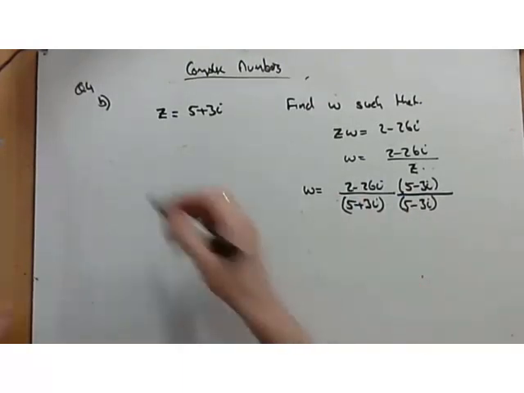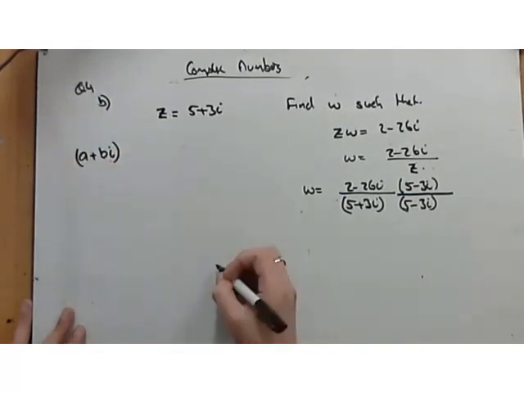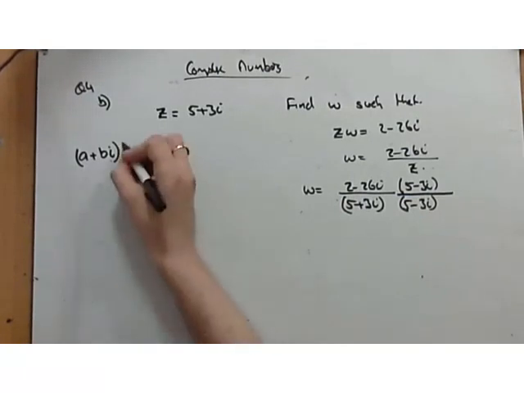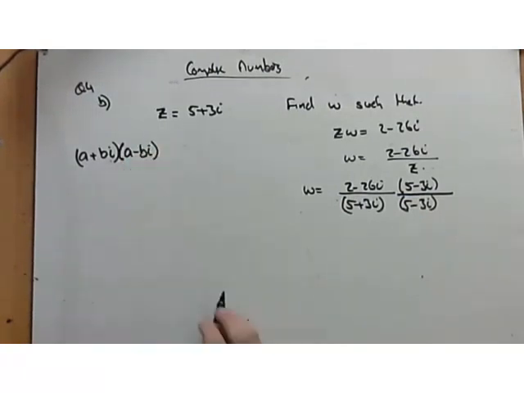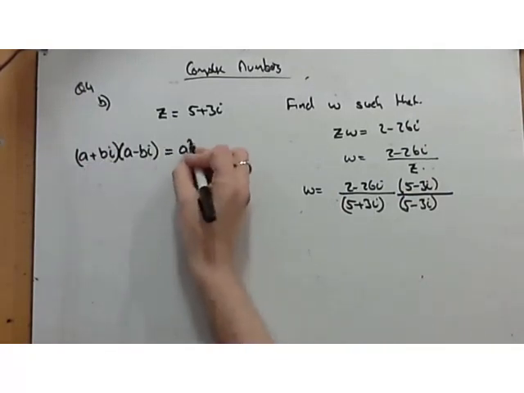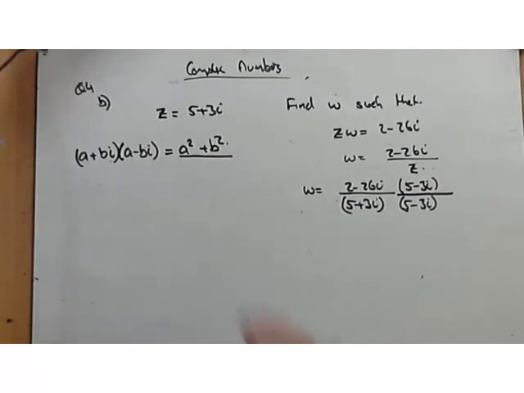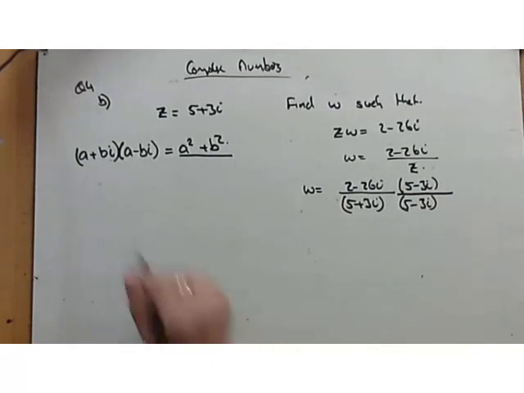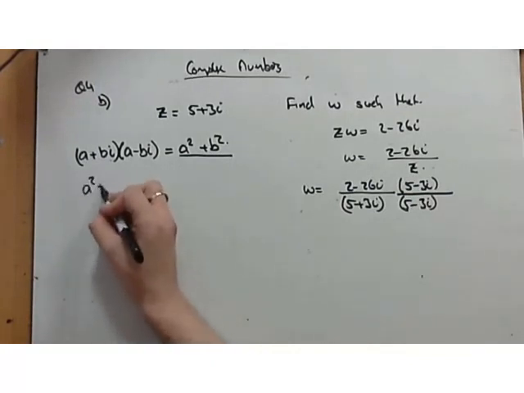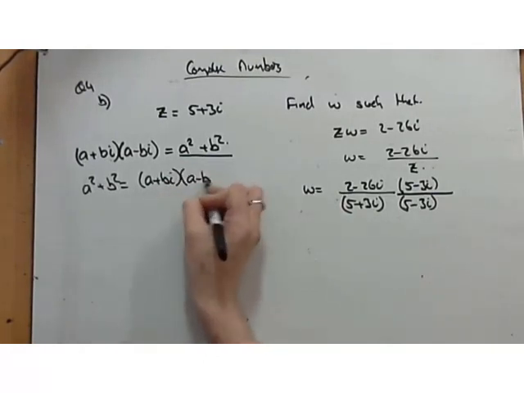Now, if you look at any complex number, a plus bi, and you multiply it by its conjugate, a minus bi, you always get a squared plus b squared. Satisfy yourselves that that is true if you multiply it out. This is actually an interesting thing as well. We can write it like this: a squared plus b squared is a plus bi times a minus bi.